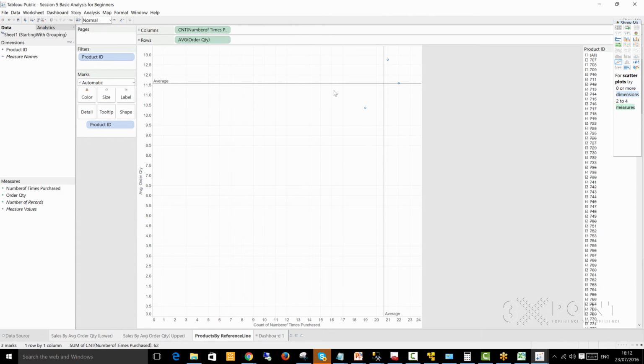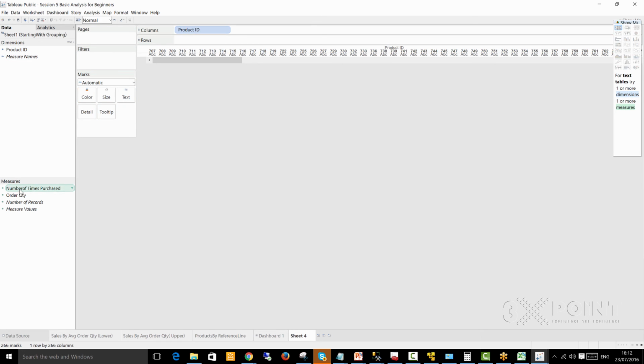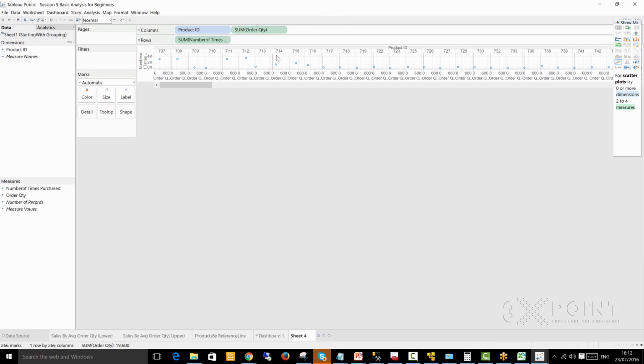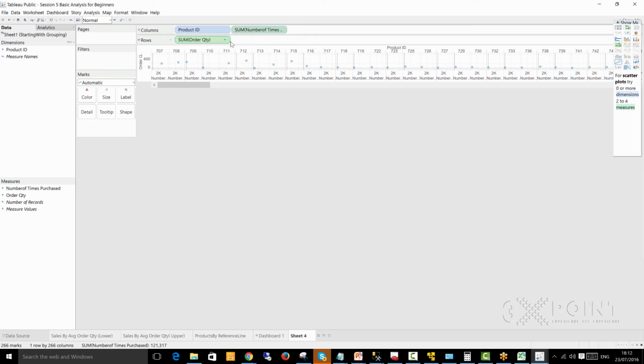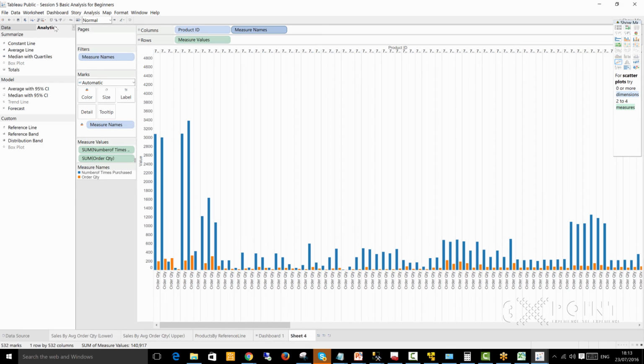and then similarly I've done something else here, which is the reference line. So I could bring the product ID again and bring the number of times purchased and the order quantity, right? I can move them around and say, this. Data, this is analytics.